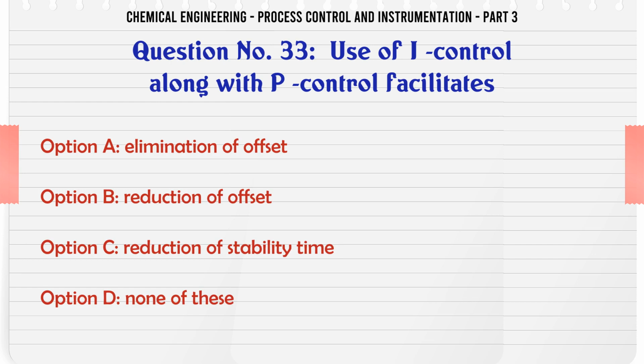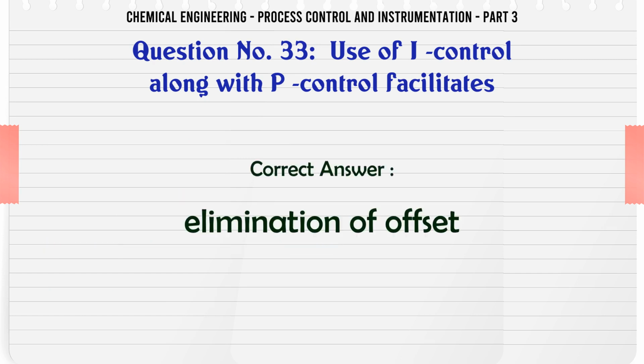Use of I control along with P control facilitates A elimination of offset, B reduction of offset, C reduction of settling time, D none of these. The correct answer is elimination of offset.